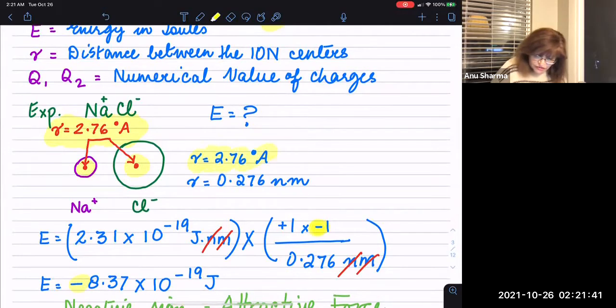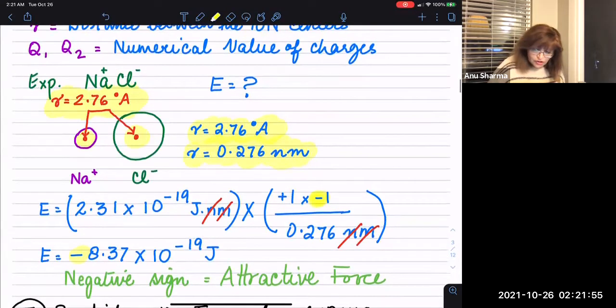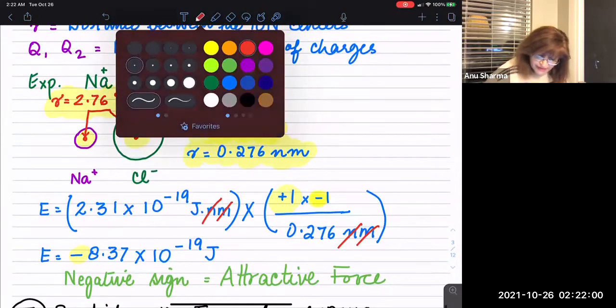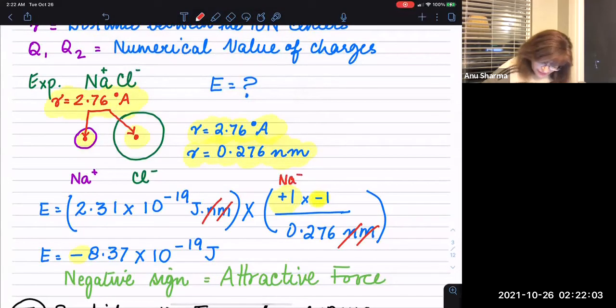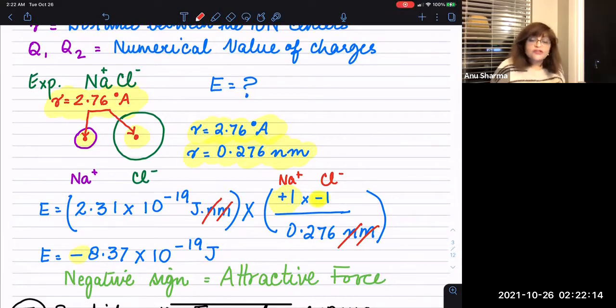So when angstrom is converted to nanometer, it comes out to be 0.276. Now, E is equal to 2.31 times 10 to the power negative 19 joules times plus 1 charge from sodium and negative 1 charge from chlorine. Keep in mind that this plus 1 charge is coming from sodium and minus 1 charge is coming from chlorine. If it is magnesium, Magnesium would be Mg plus 2, so you would put plus 2 here. If it's oxygen, oxygen would be minus 2, so you're going to put minus 2 over here, where you put the chlorine.